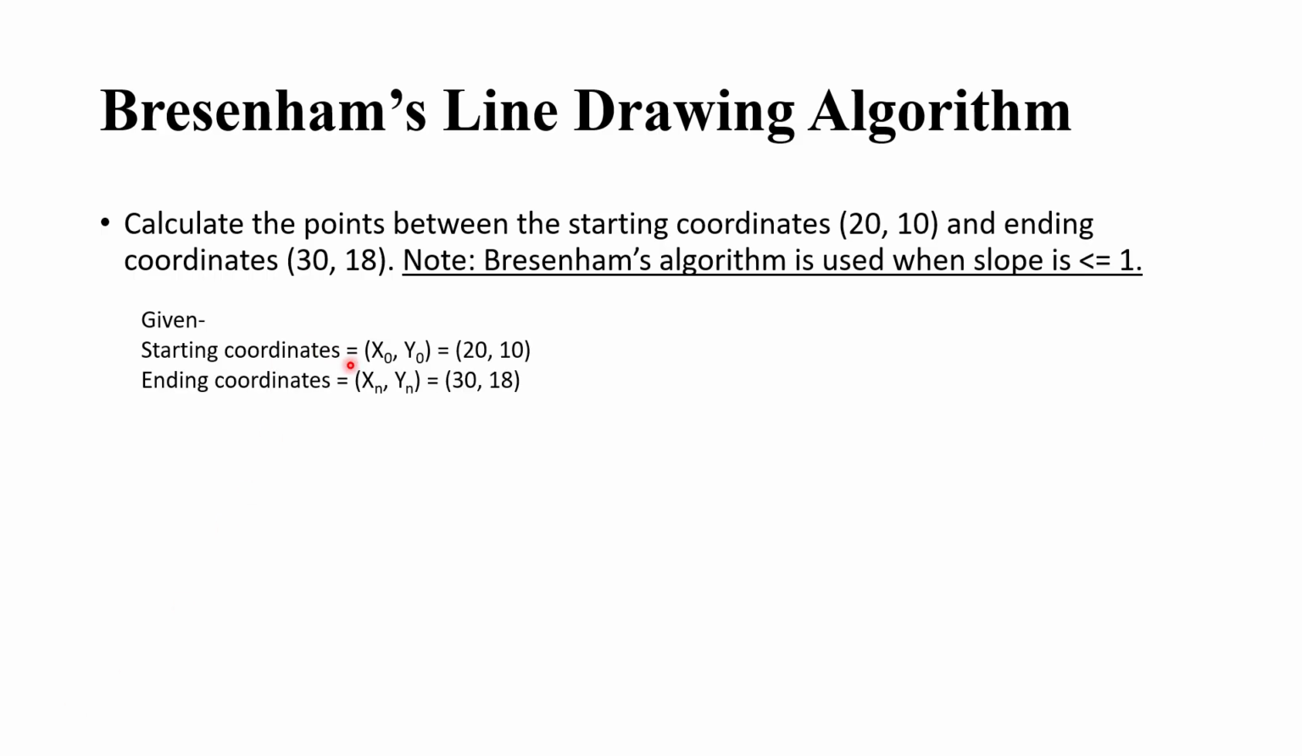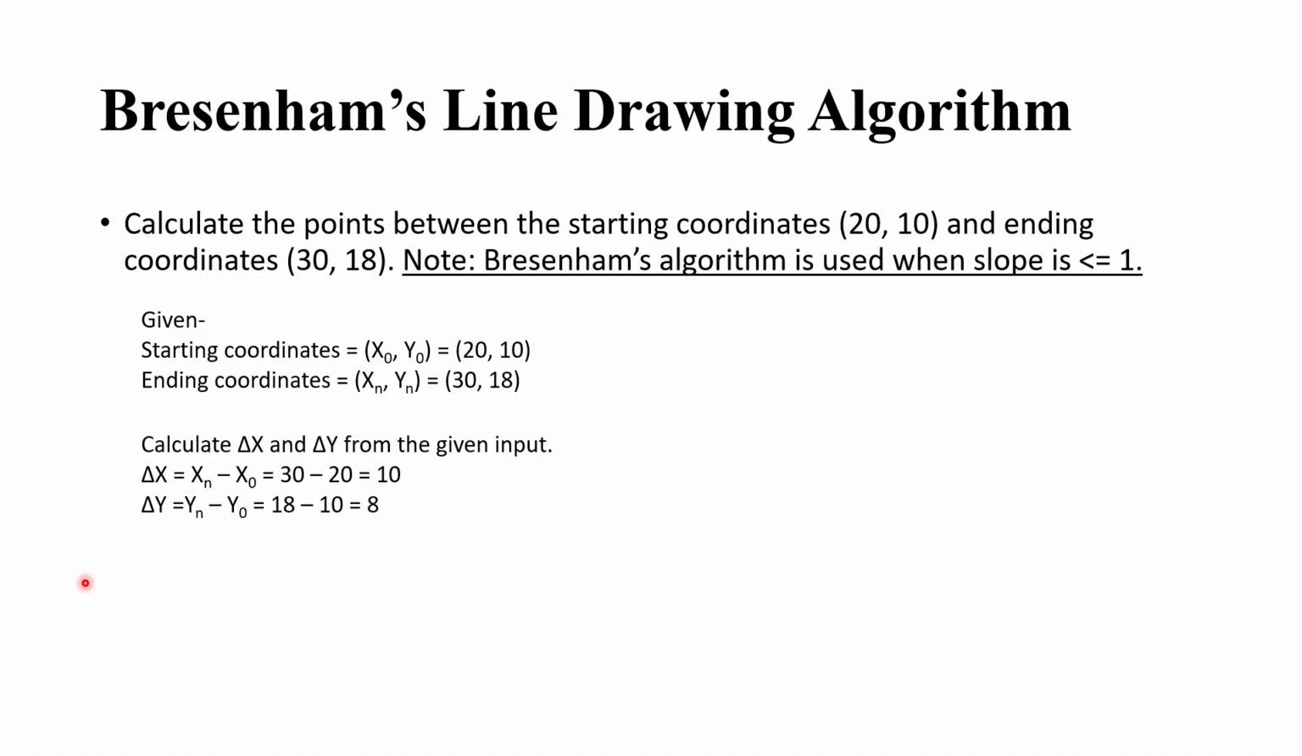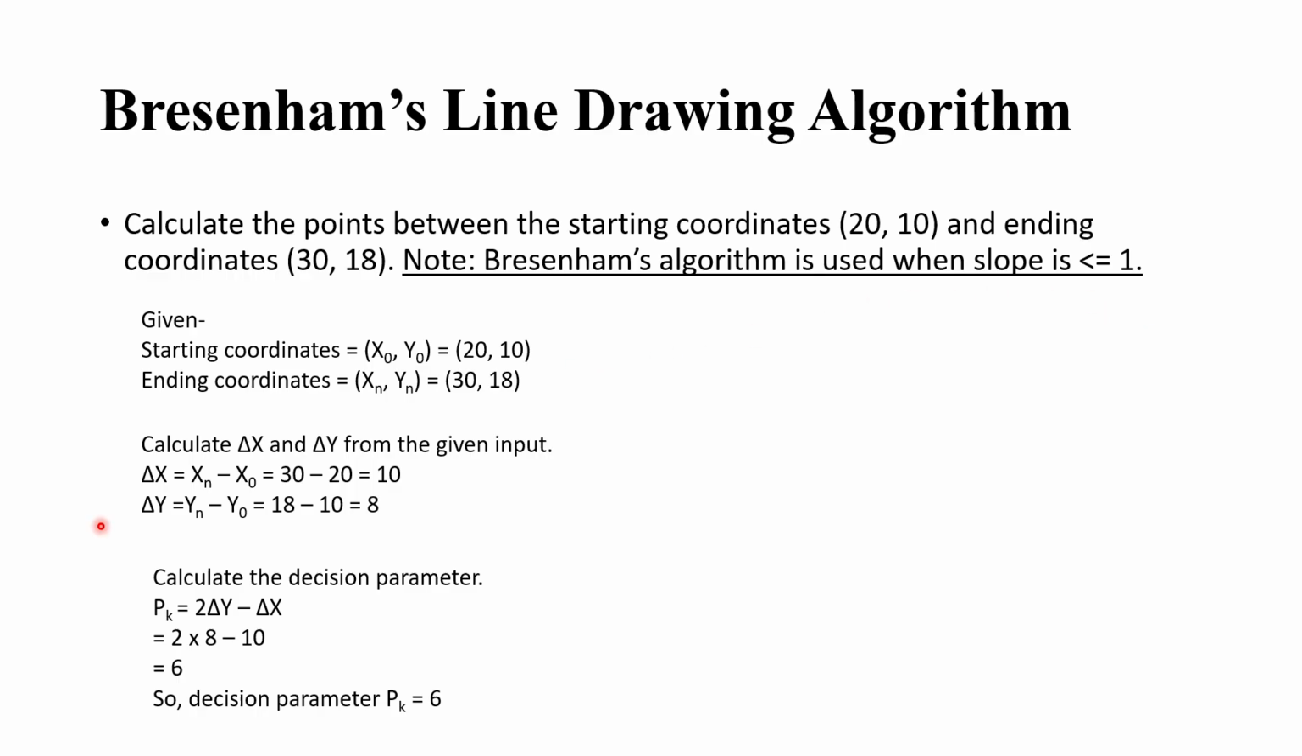First, you have the given points, that is starting point x naught, y naught as 20, 10, and xn, yn as 30, 18. We will find out del x and del y. We know del x is xn minus x naught, that is 30 minus 20, which is 10, and del y is yn minus y naught, which is 18 minus 10, which is 8. The slope here is del y by del x, which is 8 by 10, which is 0.8. So 0.8 is less than or equal to 1. Therefore, I can apply Bresenham's algorithm to this problem.